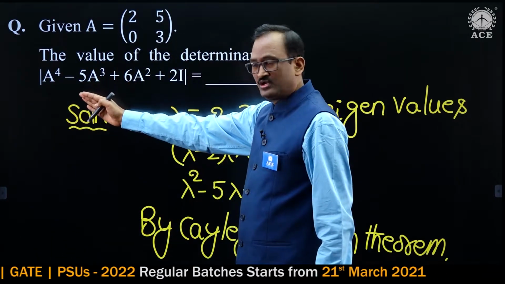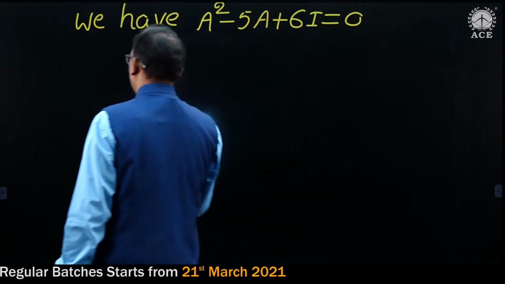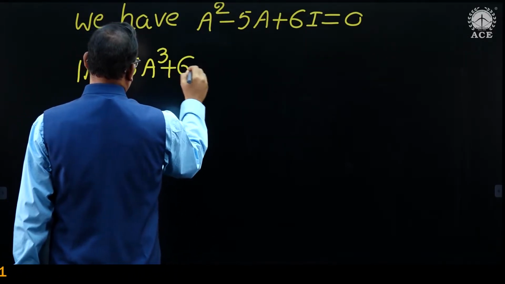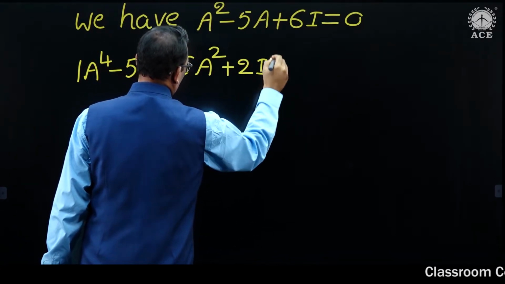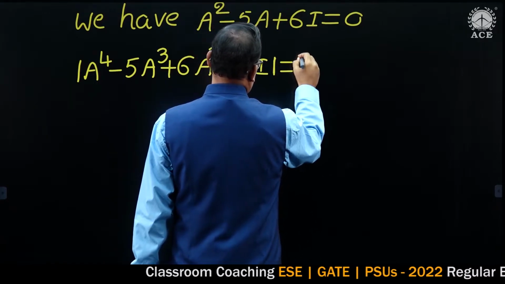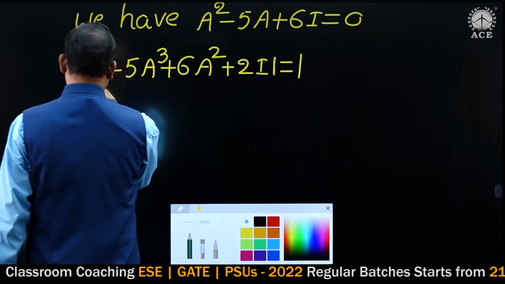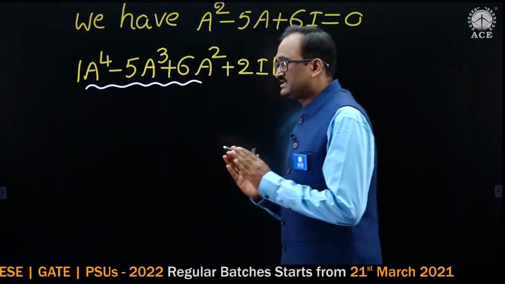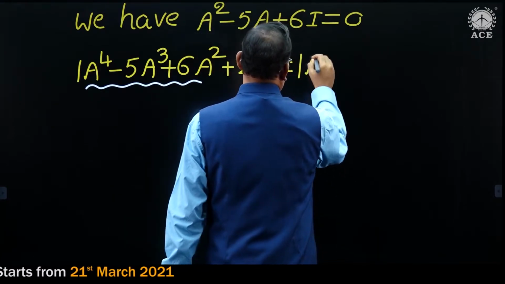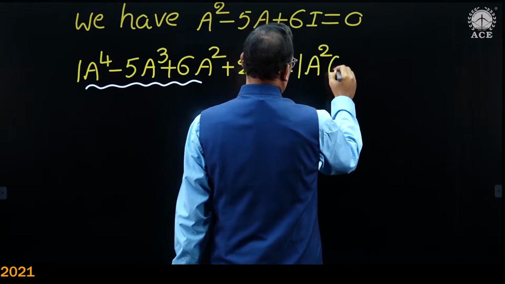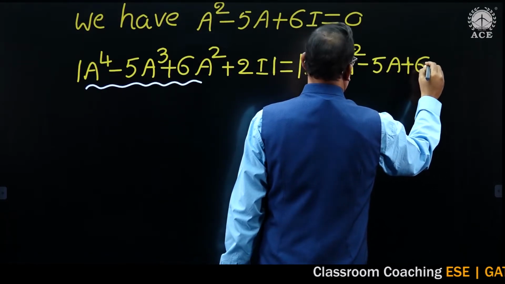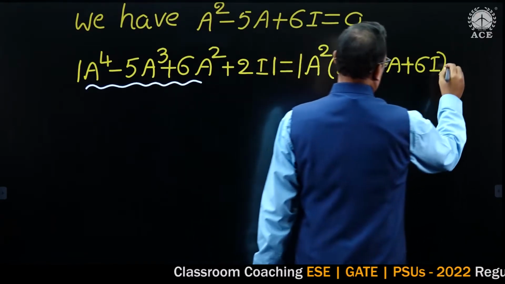Determinant of A to the power of 4 minus 5A cube plus 6A square plus 2I is equal to determinant of, from these three terms I want to take out A square as a common factor, A square into A square minus 5A plus 6I, plus 2I as it is.